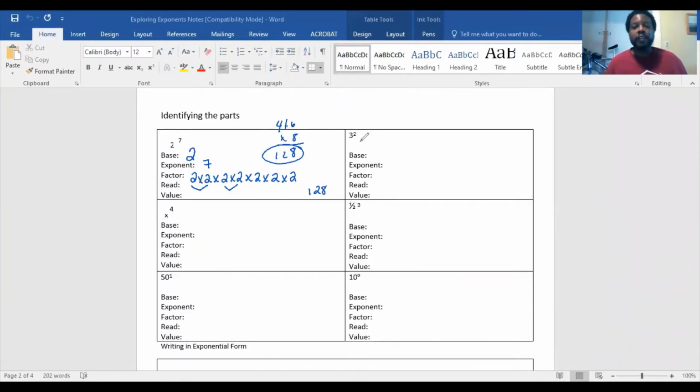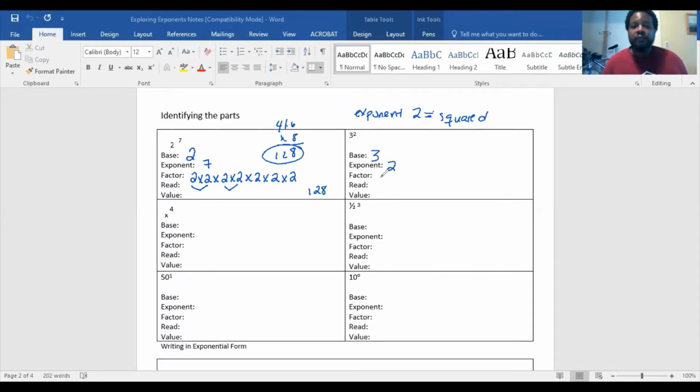Let's try this next one. We have 3 to the 2nd power. That's how we would read that. We would read that as 3 to the 2nd power, or we can also read it as 3 squared. The exponent 2 means squared. So this is 3 squared or 3 to the 2nd power. The base is 3, the exponent is 2, right?